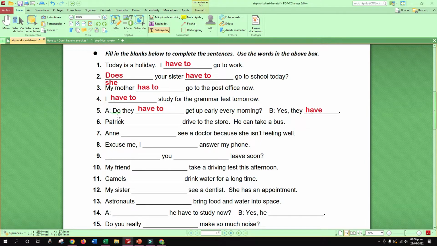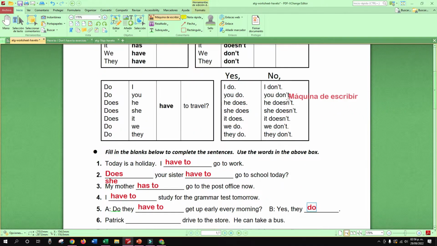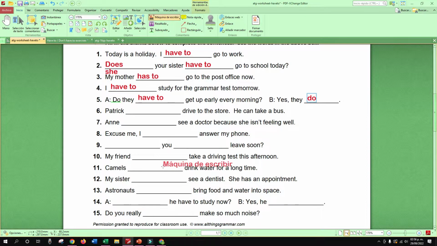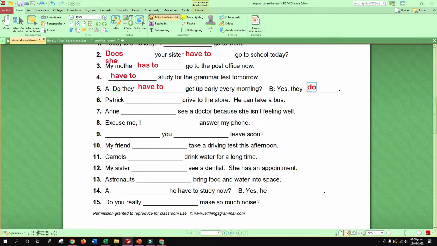Look at this one. Vean cuál es su auxiliar. Do, right? So in this case, guys, you must answer do. Yes? Yes, they do. Perfect. Look at this one, right? There you have. Do you have to travel? The answer. You can say yes, I do, or no, I don't. Yes? Okay, perfect.